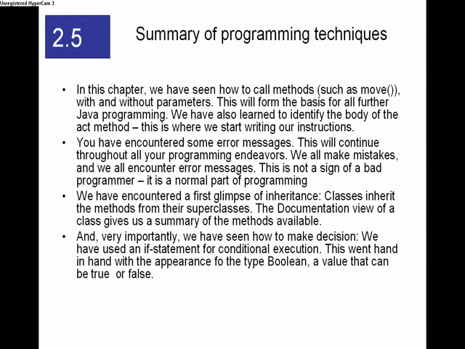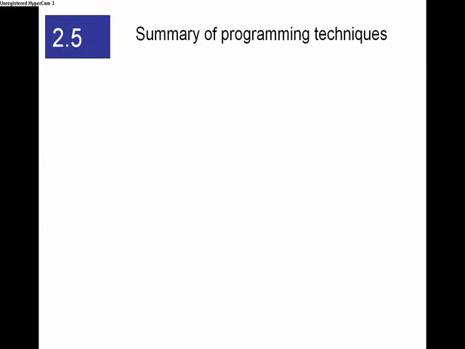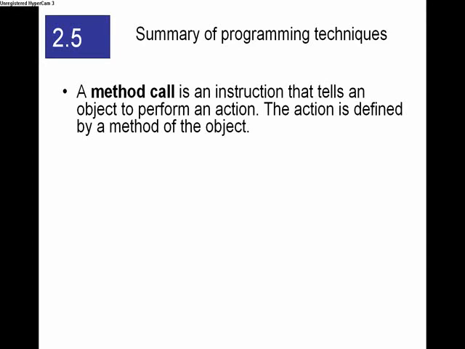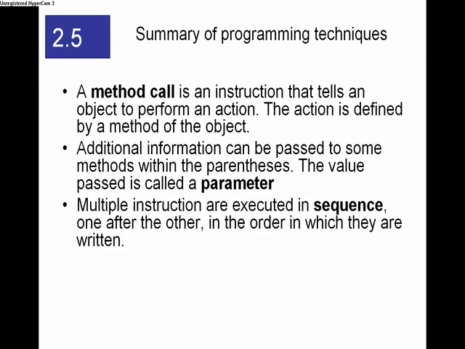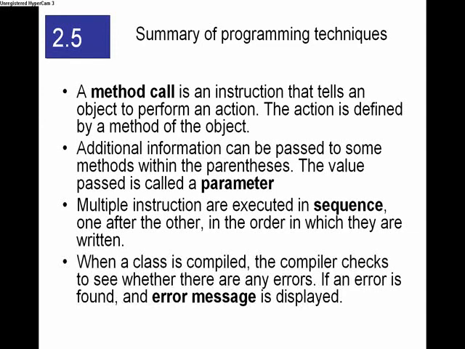We have used an if statement for conditional execution. This went hand in hand with the appearance of the Boolean type, a value that can be true or false. A method call is an instruction that tells an object to perform an action. The action is defined by a method of the object. Additional information can be passed to some methods within the parentheses. The value passed is called the parameter. Multiple instructions are executed in sequence, one after the other, in the order in which they are written.